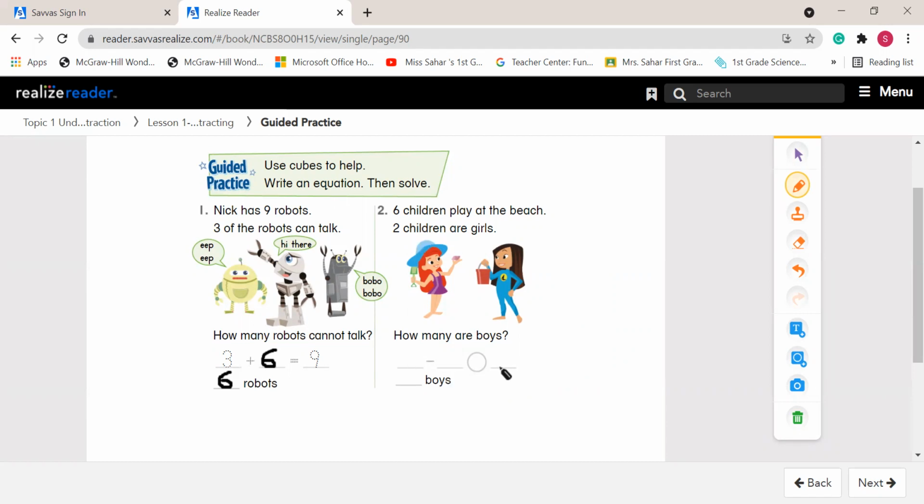So we need to find, very good. They want me to use subtraction. So I have my total 6. I have one addend I know, which is the girls, 2. So 6 minus 2, very good, 4. So now I know that there are 4 boys and 2 girls, in total 6.